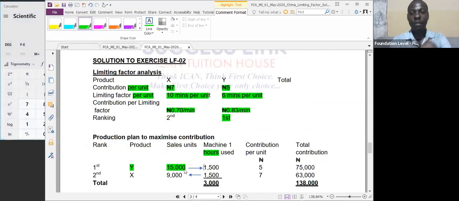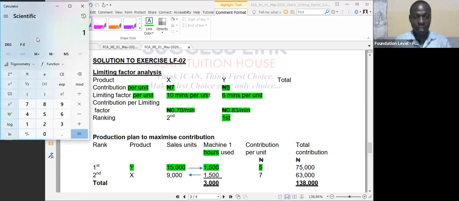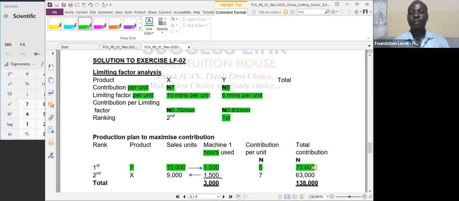Okay? So what is the contribution per unit that Y is giving to us? From the question, it is 5 naira. So when you multiply 5 naira per unit by your 15,000 units, let's check: 15,000 units multiplied by 5 naira gives you 75,000 naira as your contribution.